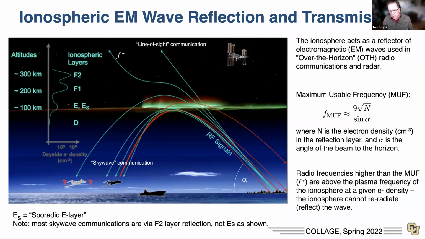This just points out that radio frequencies higher than the maximum frequency go straight out to space. So if you want to talk to somebody in space, you've got to use very high frequencies that don't resonate with the ionosphere, and you can talk to the space station.